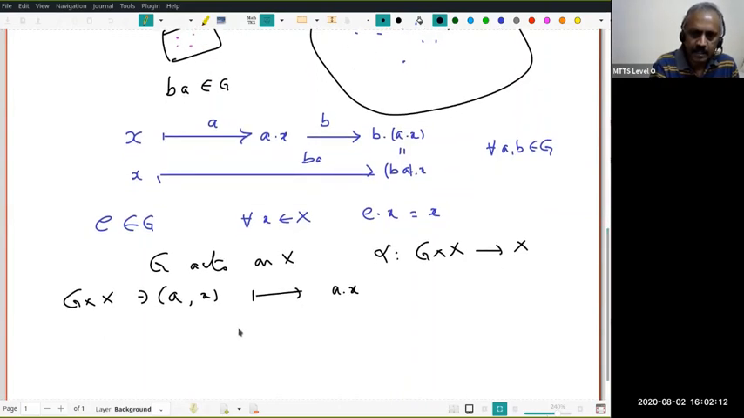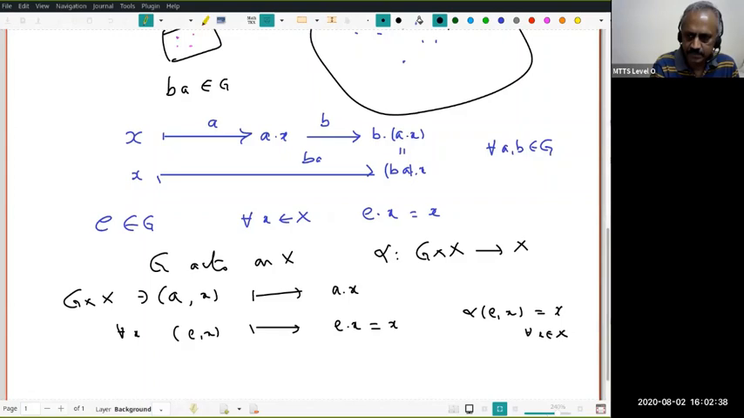Now, let's try to understand the first condition, or rather the second condition. What does it say? X goes to E dot X, but that is equal to X. This must be true for all X. This is the same as saying, in terms of alpha notation, alpha of E, X, that is an element of X, in my notation is E dot X, which is the same as X. This must be true for every X in capital X.